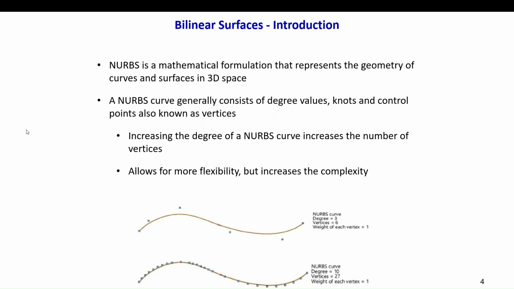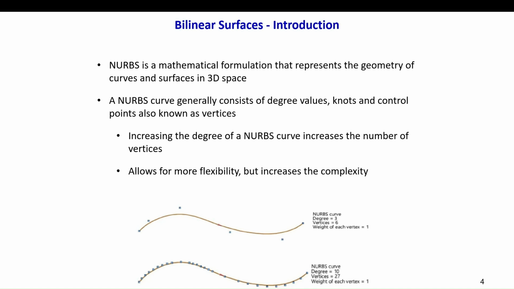Moving on to part one of the presentation. As an introduction, NURBS is a mathematical formulation that represents the geometry of curves and surfaces in 3D space. A NURBS curve generally consists of degree values, knots, and control points, which are also known as vertices. Increasing the degree of a NURBS curve increases the number of vertices. This allows for more flexibility, but also increases the complexity of the curve.